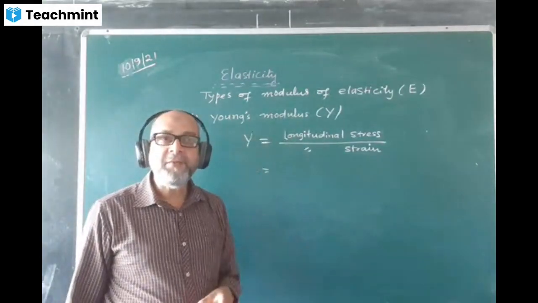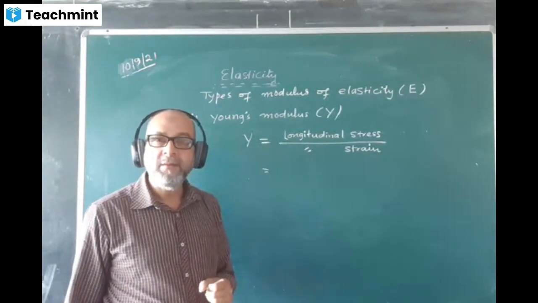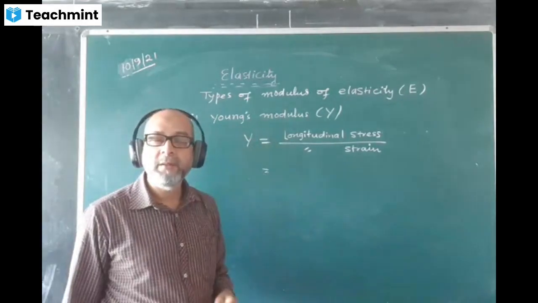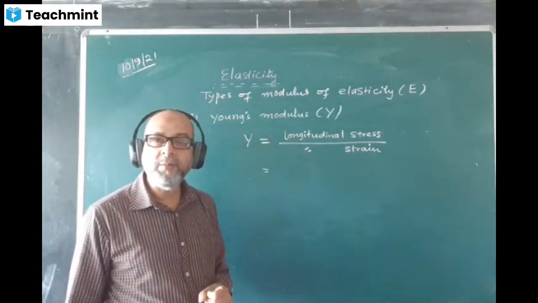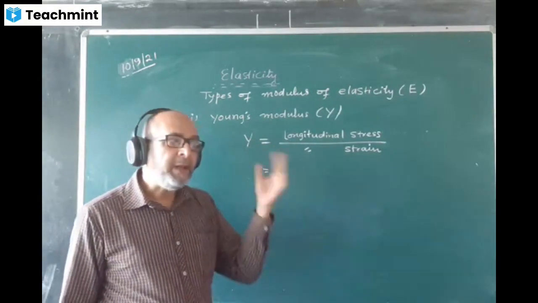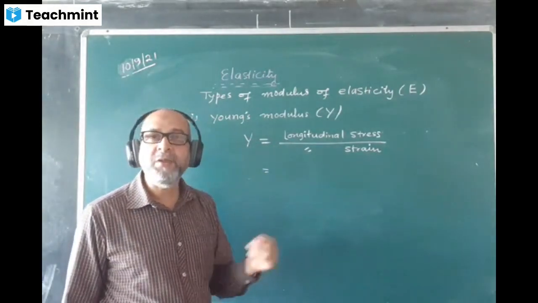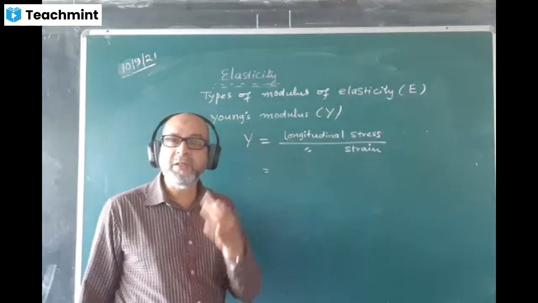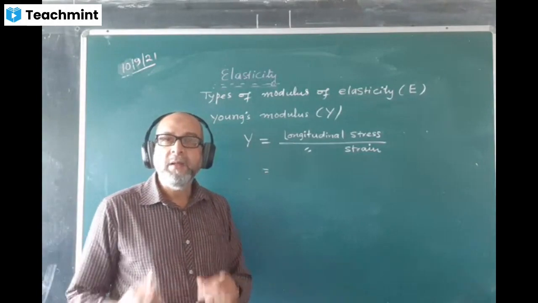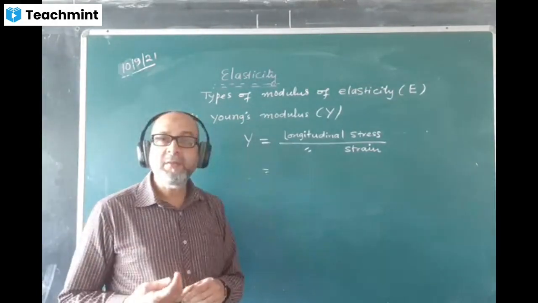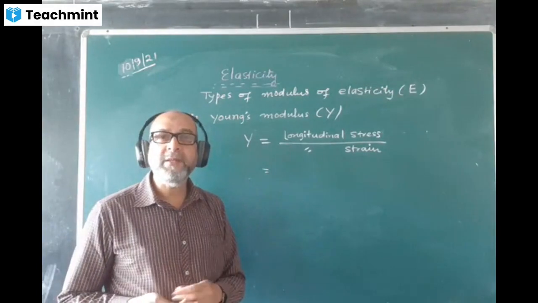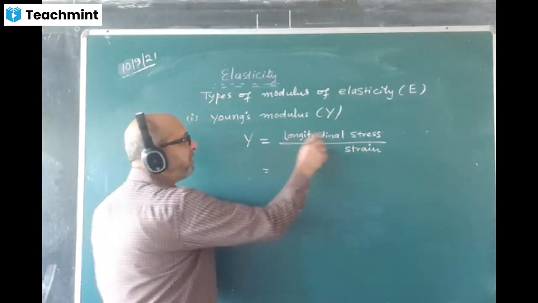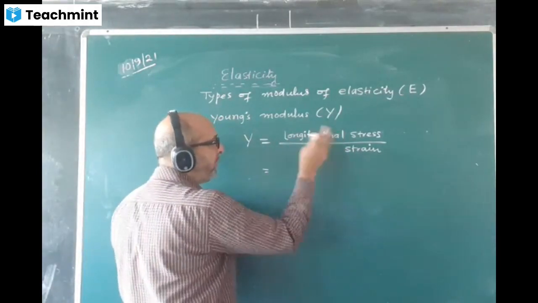When we apply a pressure and we change the volume of the body, then it will be the second one, bulk modulus. Bulk means actually volume. And when we are applying a stress and only the shape is changing, that will be called shear modulus, the third category. Length first, second related to volume, and the third related to the shape of the body.